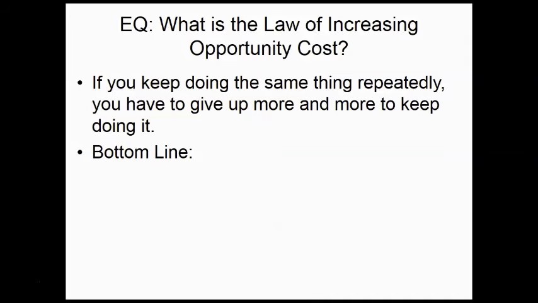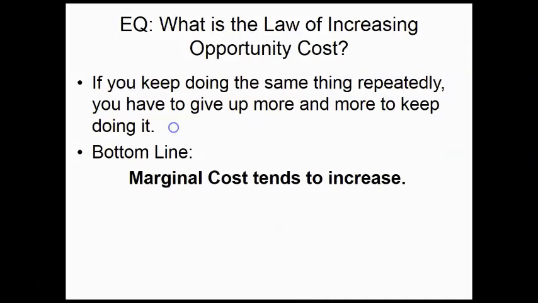So here's the bottom line with the law of increasing opportunity cost. That marginal cost tends to increase. So here's what we learned between these two laws, is that marginal benefit tends to decrease and marginal cost tends to increase. And what eventually happens is that marginal cost eventually becomes larger than marginal benefit, and you eventually have to choose to not do that thing anymore.